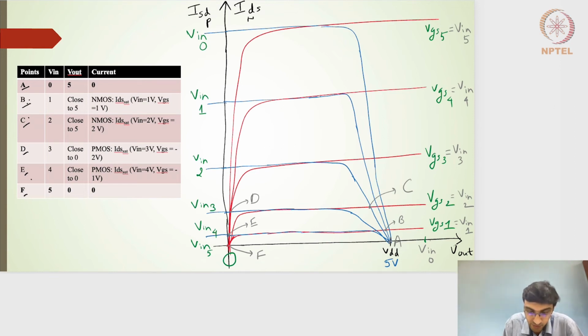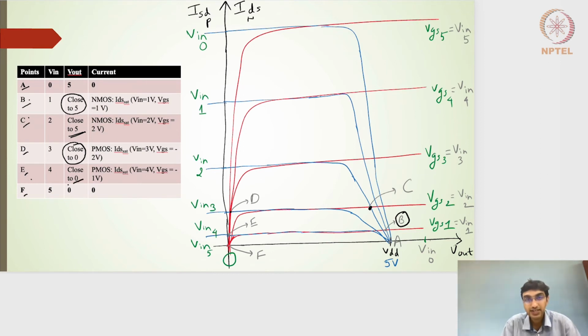What I've stated is that the intersection point B is very, very close to the VDD of 5 volts. So that's what I've stated here, close to 5 volts. Point C is also very, very close to 5 volts and not to 0 volts. So it is close to 5 volts. Point D here is actually close to 0 volts and not to 5 volts. So that's what I have stated here, close to 0 volts. And point E is also close to 0 volts.